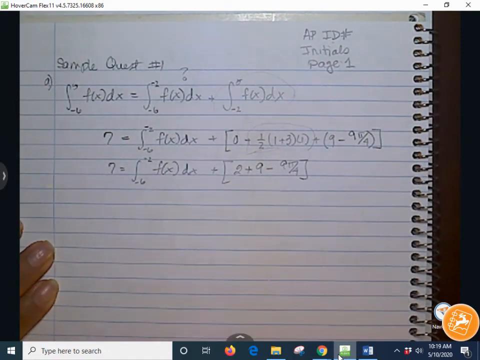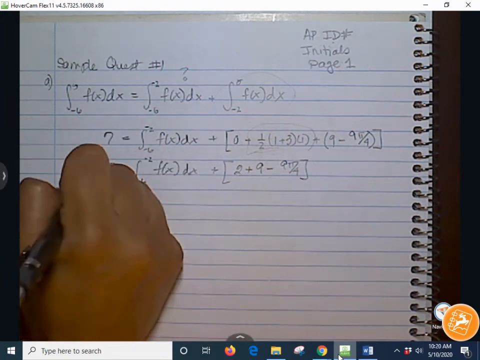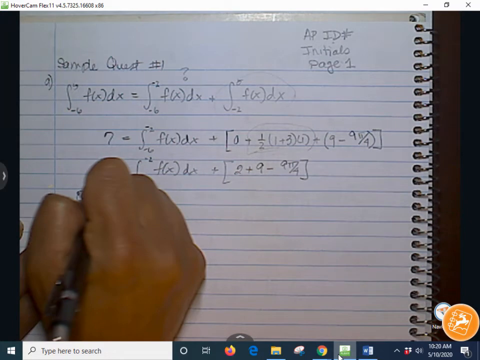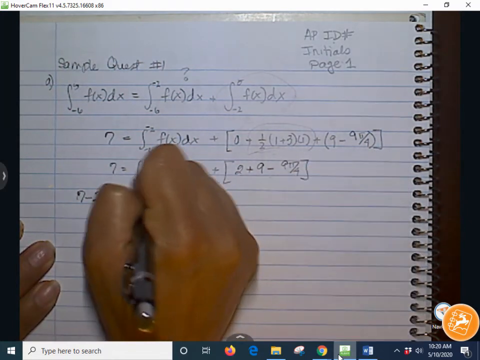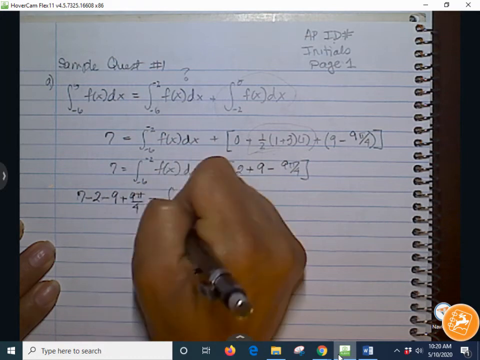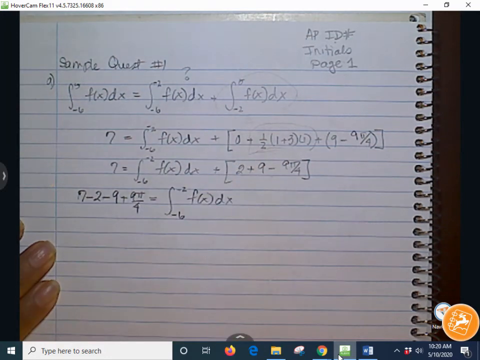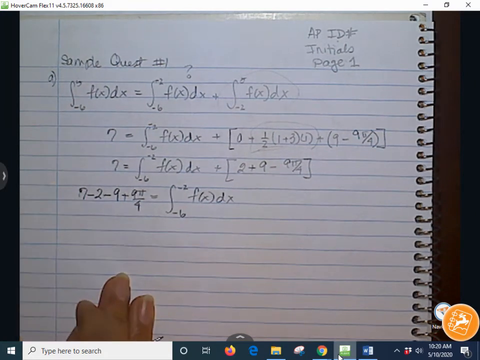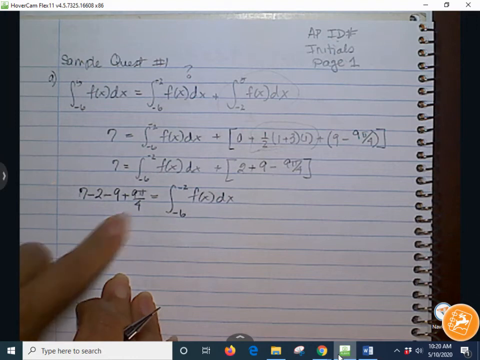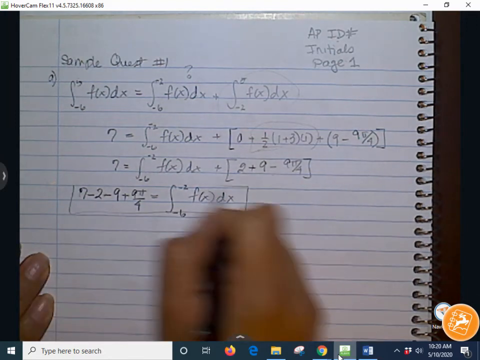Okay, so I'm going to be moving this over. So I'm going to say 7 minus 2 minus 9 plus 9 pi over 4 is equal to the integral from -6 to -2 of f of x dx. Okay, and again, you could simplify that. You're allowed to have your calculator available to you, so if you want to, you can put this into the calculator. It's up to you. But I'm just going to leave it like this. That's my answer.